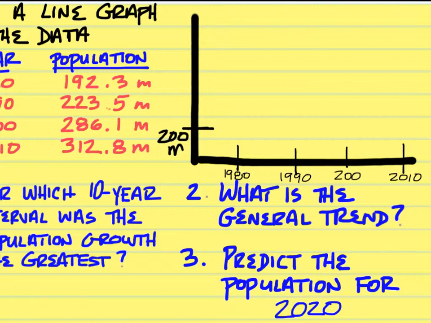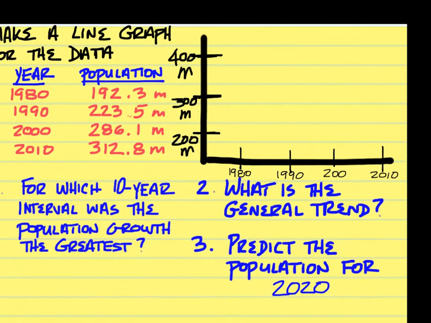So we need to go from 200 million to approximately, well, probably it could go higher. We could make it 400 million. You could make it like this, 200 million, and then this could be 300 million, and this could be 400 million. Mark it off so that it's easy to read. You don't have to get into minute detail on these lines. From there, you'll have to plot your information.